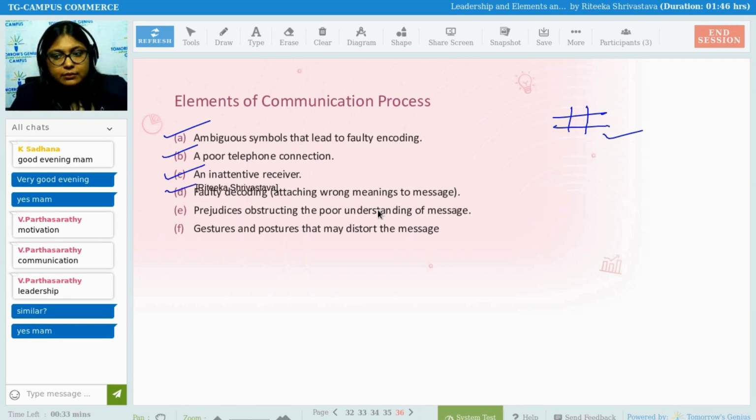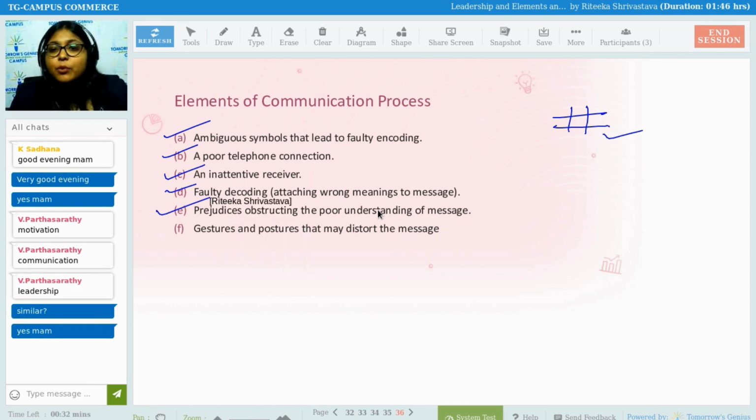Faulty decoding. Attaching wrong meanings to the message. So faulty decoding means the receiver has decoded a wrong meaning of the message.